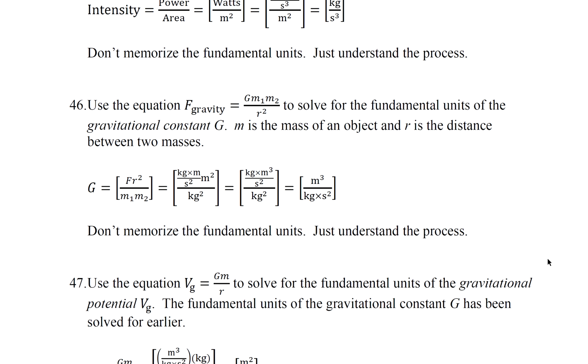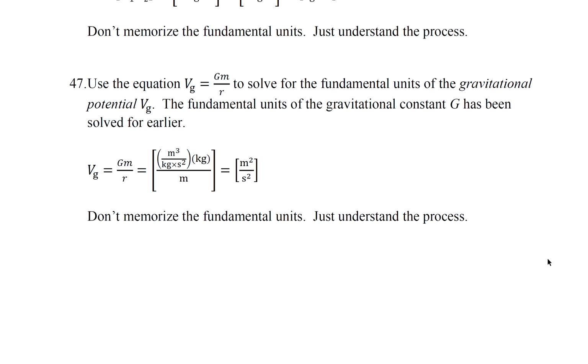Question 46. Use the equation force of gravity equals G m1 m2 over r squared to solve for the fundamental units of the gravitational constant G. So first solve for big G. Then we're going to plug in the units. m1 is the mass of object 1, m2 is the mass of object 2.